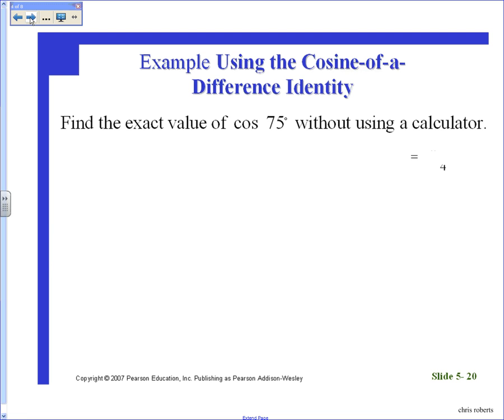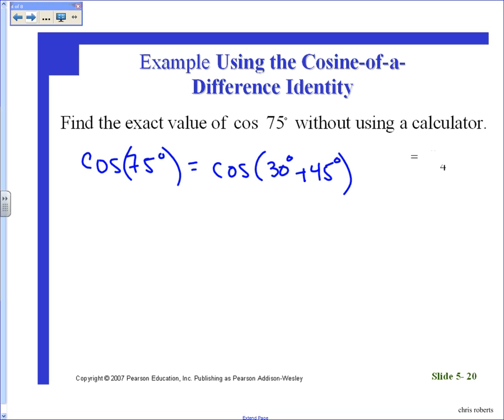So, using this cosine of a sum identity, we want to find the exact value of cosine of 75 degrees. So from those warm-up problems, we know that 75 is the same as 45 plus 30. So we would rewrite cosine of 75 degrees as the cosine of 30 degrees plus 45 degrees. And it should not matter. It won't matter if you do 45 degrees plus 30.